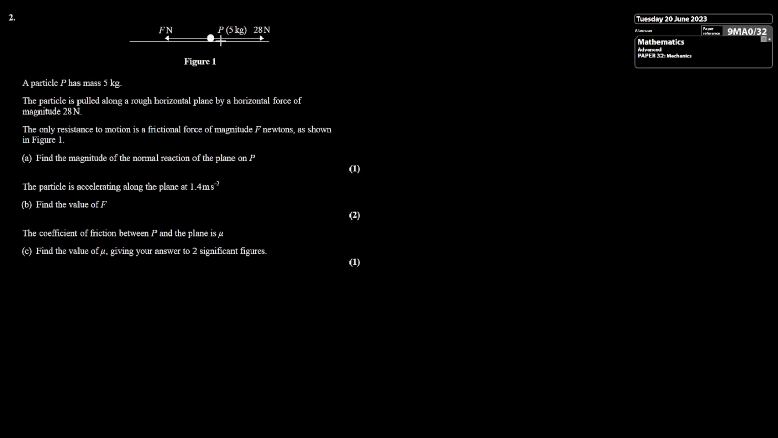In question 2, we've got a particle on a rough horizontal plane being pulled by a force of 28 newtons, and there will be friction, F newtons, opposing that motion. And we're asked to find the normal reaction force from the plane to the particle. And there's my version of what's going on.